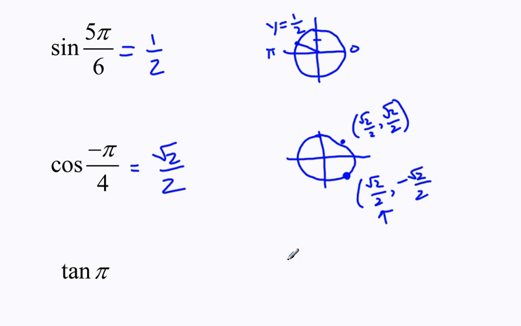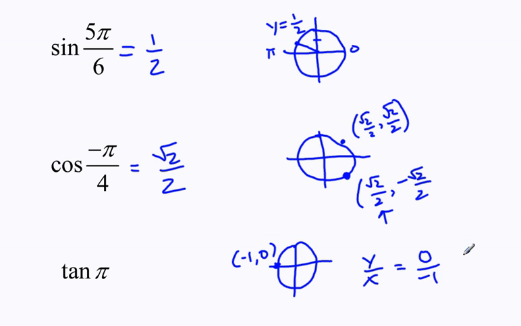All right, let's try the tangent of pi. Oh, we all know where pi is. It's right here. So I say, okay, tangent is y over x. My point is -1, 0. So that's 0 over -1, and 0 divided by anything is 0. So my answer is 0.